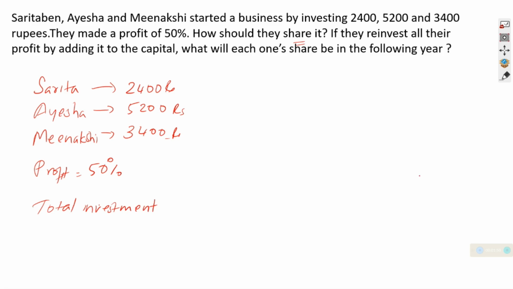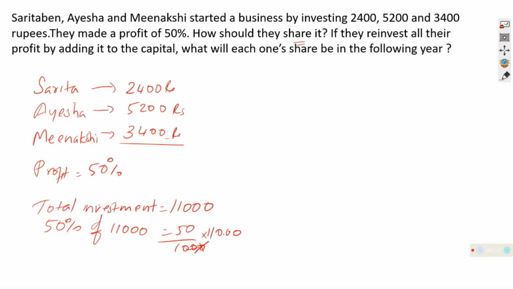How will you calculate total investment? You will add these three together. 5,000, 3,000, 8,000, 10,000 and 4 plus 2, 6 plus 1, 11,000. Total investment is 11,000 rupees. 50% of that is profit. 50% of 11,000 means 50 upon 100 into 11,000. This will be equal to rupees 5,500 is their profit. Good.